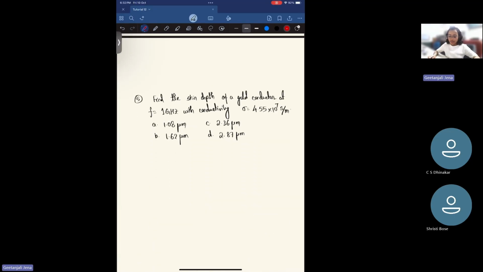So in question number 5, find the skin depth of a gold conductor at frequency 1 gigahertz with conductivity sigma 4.55 into 10 to the 7 Siemens per meter. So I think it's also quite easy. You just need to know the expression for finding out the skin depth. Anyone recall what is the answer for this? What was the expression and how we can find the answer for this?